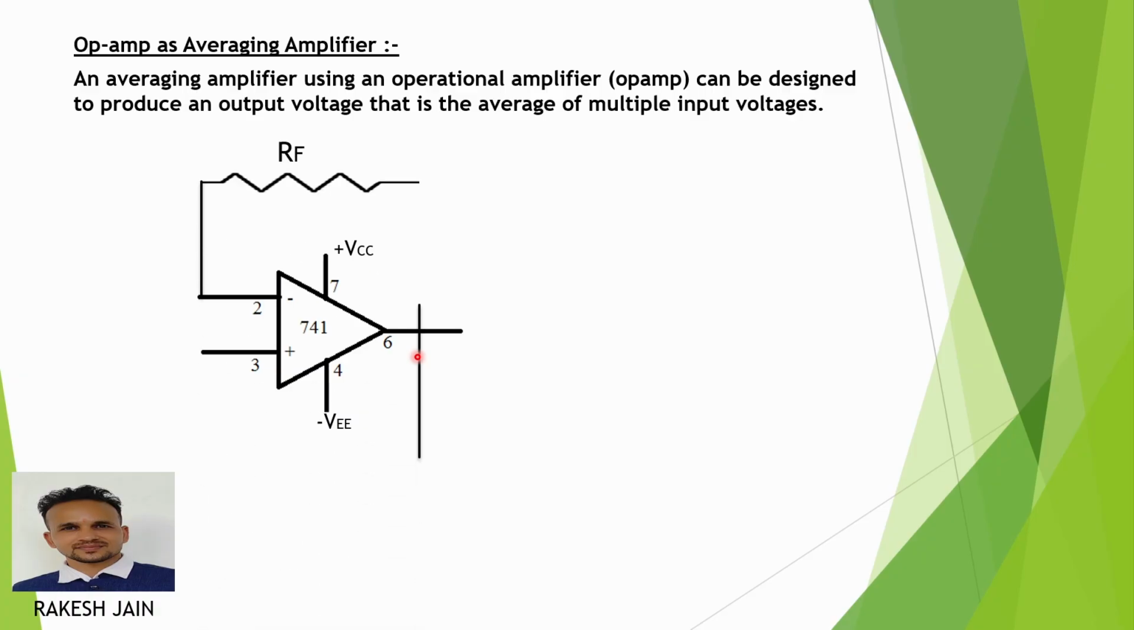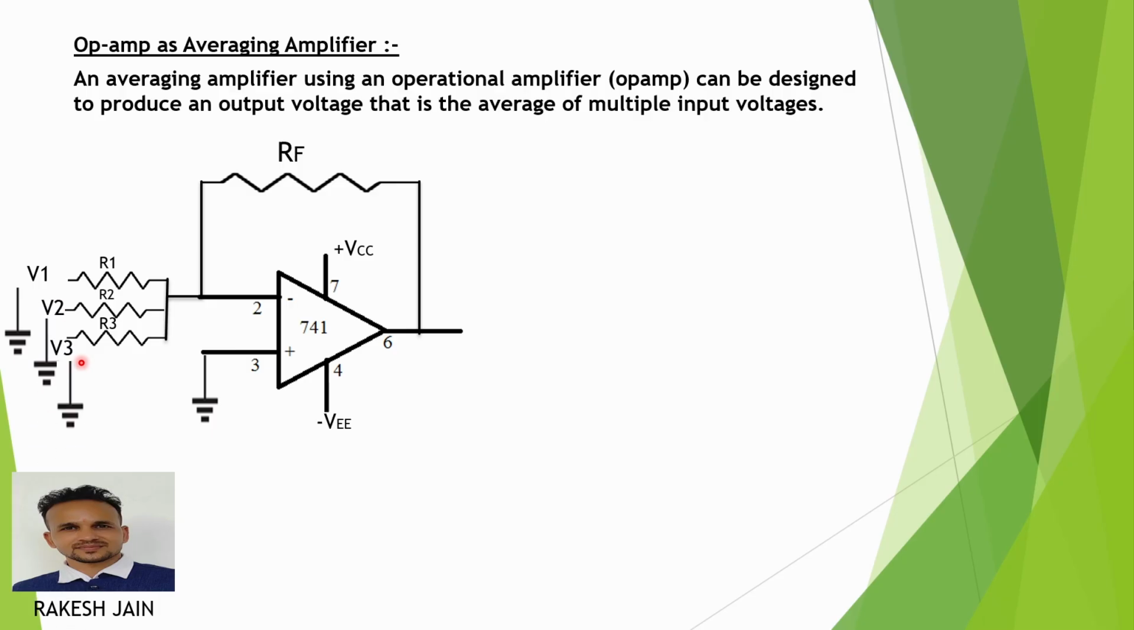Feedback resistor in between 2 and 6 number pin. Series resistances are connected. Let them be R1, R2 and R3. One side is connected to the second number pin and one side is connected to the different input potentials. Third number pin is connected to ground. All the potentials are respectively V1, V2 and V3 in between the resistance lead and ground, and let the output voltage be V naught.